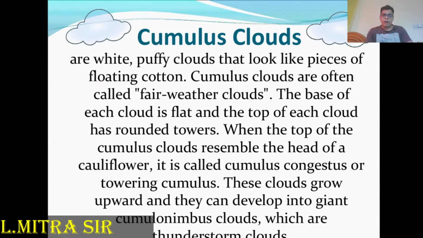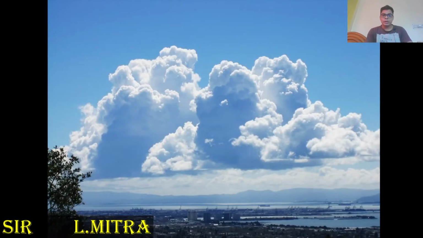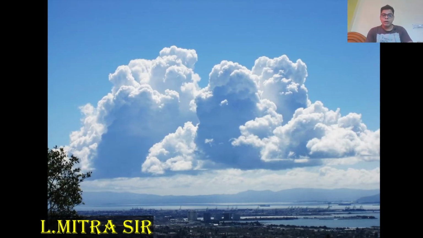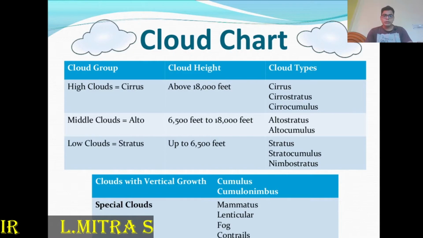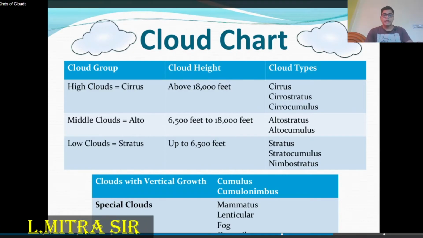These clouds grow upward and they can develop into giant cumulus clouds, which are thunderstorm clouds. Sometimes it can develop, and most of the rainfall occurs due to the cumulonimbus. So if you find this type of clouds in your locality, you can easily say these are cumulonimbus, or cumulus. One chart has been given.